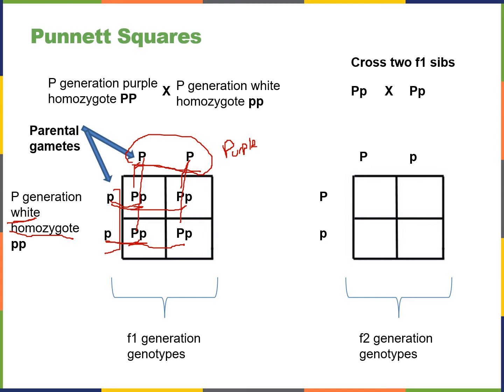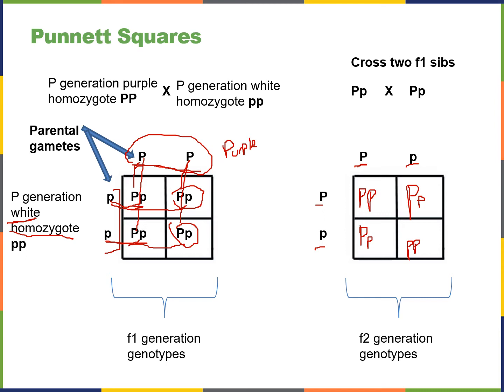And then again, when we cross the F2 siblings, let's take this one, and let's write their gametes across the Punnett square. So big P, little p, it's breeding with big P, little p. So then what do we get? Well, here we get big P, big P, big P, little p, big P, little p. And I always put the capital letter first, regardless of the order that it's in, just for clarity's sake. And then we get little p, little p.